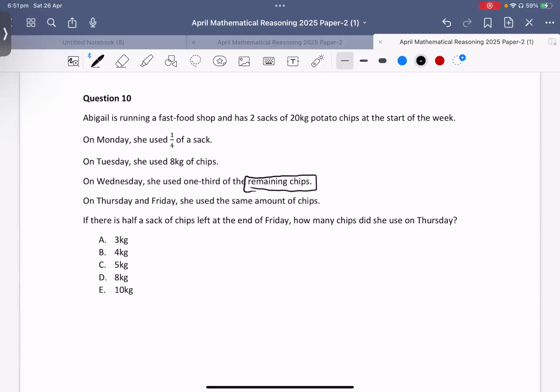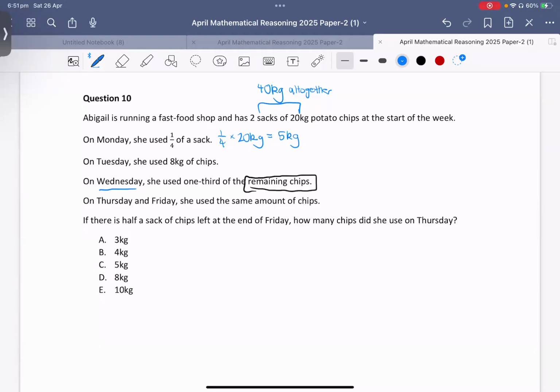If she has two 20 kilos of potato chips, that means she's starting on 40 kilos altogether. And if she's using a quarter of the sack on Monday, she's not using a quarter of 40 kilos. Remember, it's a quarter of a sack, right? And one sack only had 20 kilos in it. So she's actually only using 5 kilos. Okay. Try not to do a quarter times 40. On Tuesday, she uses 8 kilos. So altogether, she's used 13 kilos so far.